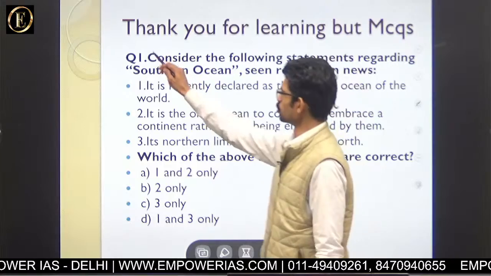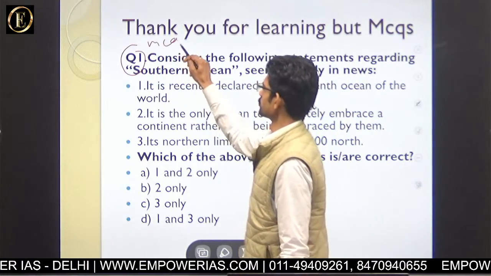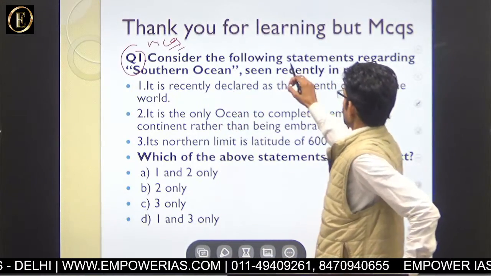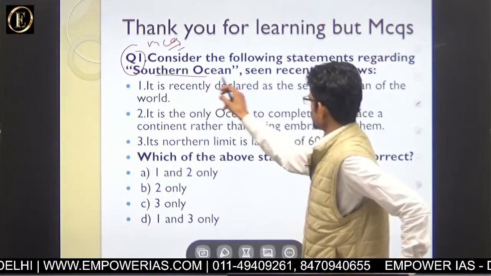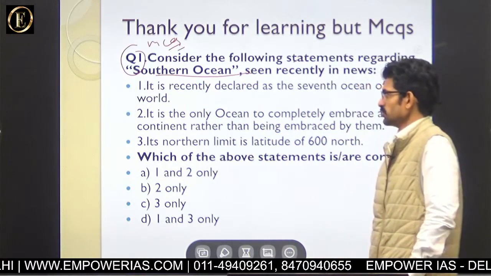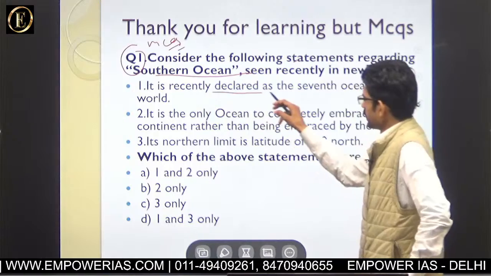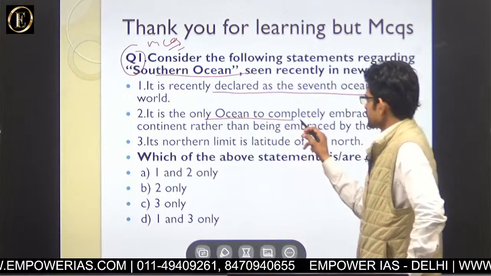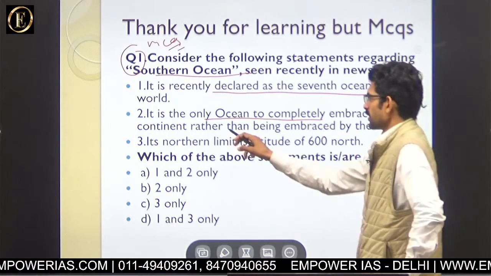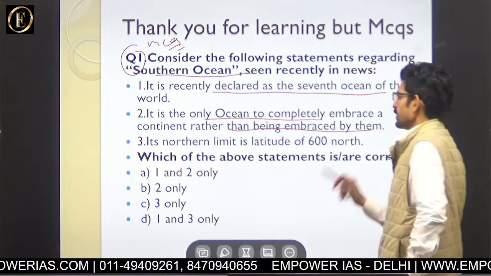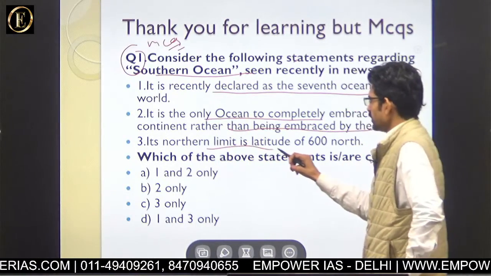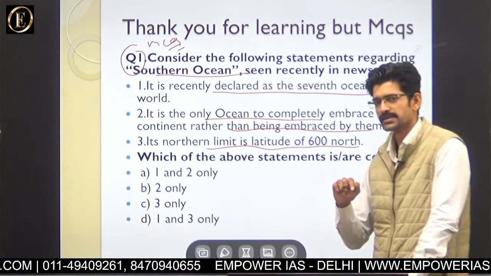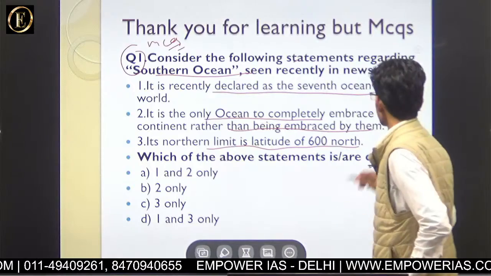Now we have certain multiple choice questions. After this we will end the class. So let us discuss what the Southern Ocean is, which was seen in the news. First, it is recently declared as the 7th ocean of the world. Then, it is the only ocean to completely embrace a continent rather than being embraced by them. And third, its northern limit is at a latitude of 60 degrees north. So you can write the answer in the comment box, we will discuss it later.